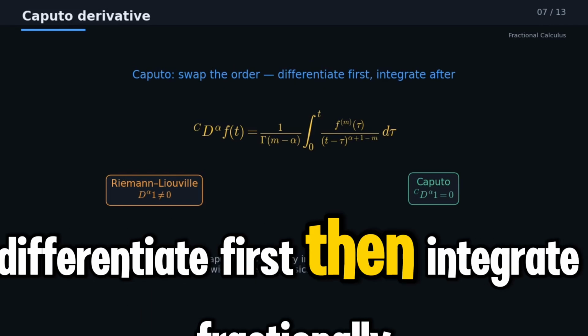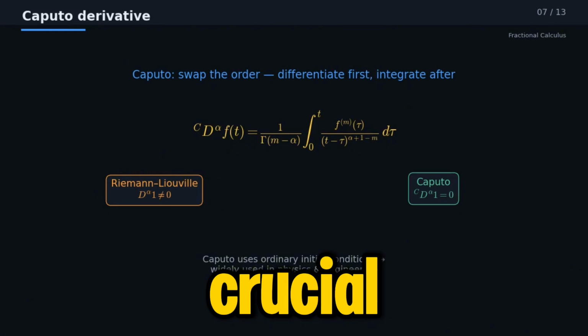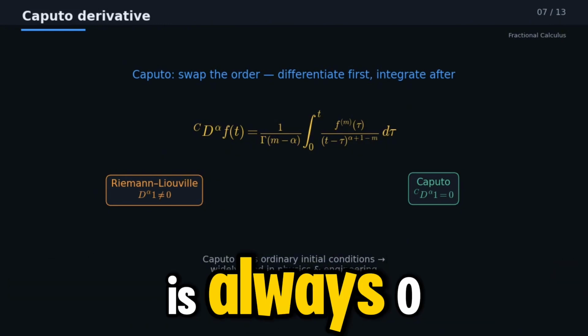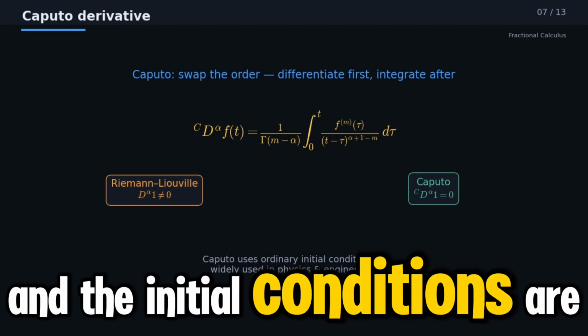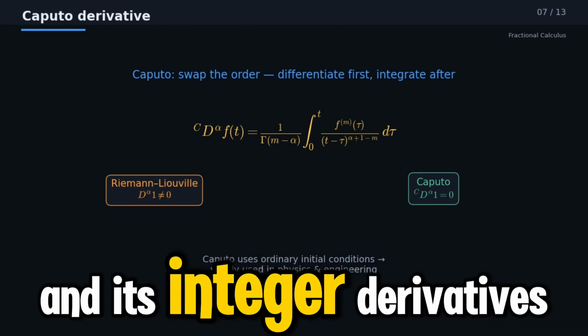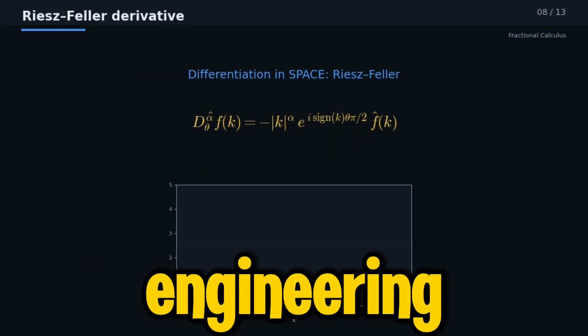Differentiate first, then integrate fractionally. The difference is small but crucial. With the Caputo derivative, the derivative of a constant is always 0, and the initial conditions are stated through the function's own value and its integer derivatives. That is why Caputo is widely used in physics and engineering.